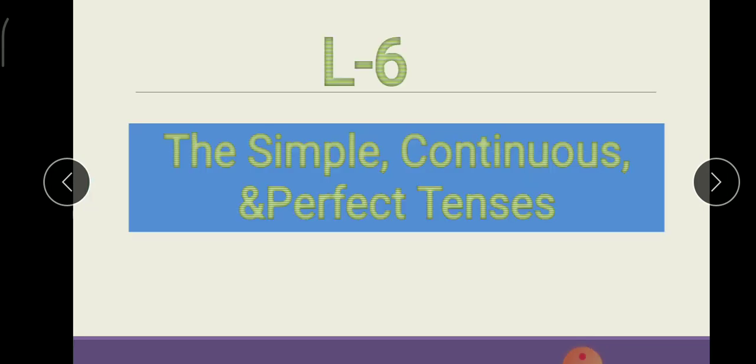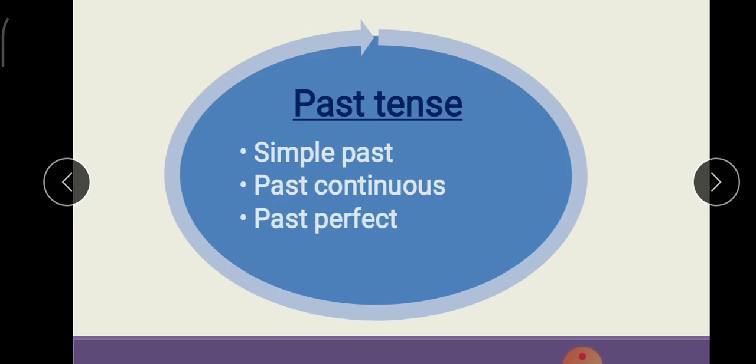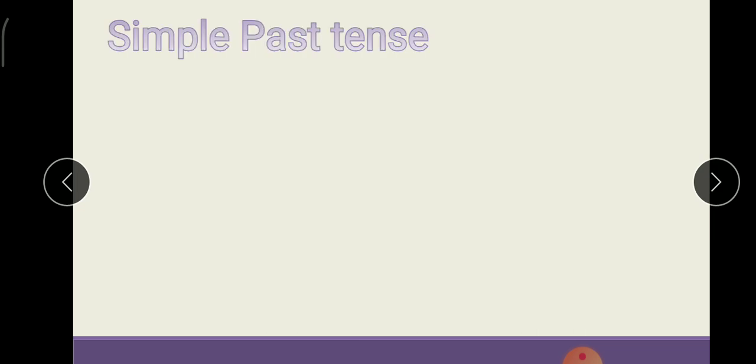In today's video, we'll continue with lesson number 6. In the past video, we had completed simple present tense. In today's class, we will continue the past tense and the future tense. Past tense, we are going to learn about the three forms: simple past, past continuous and past perfect. Let's begin with the simple past tense.